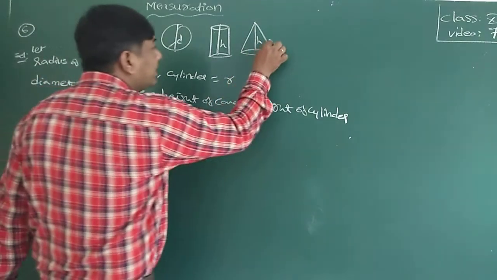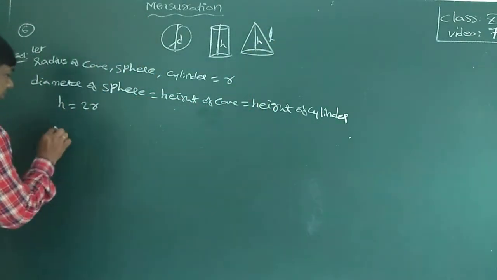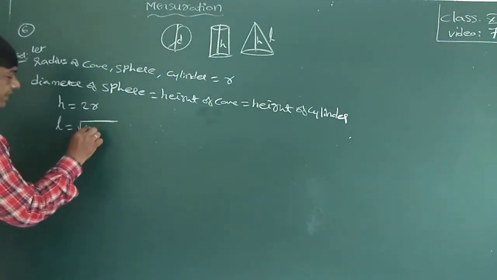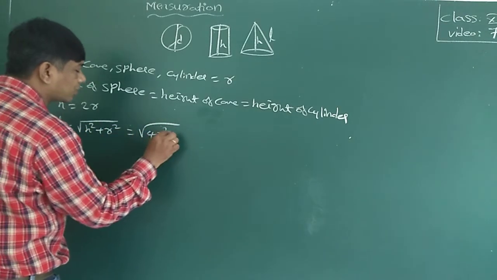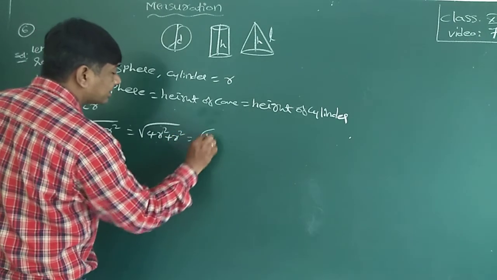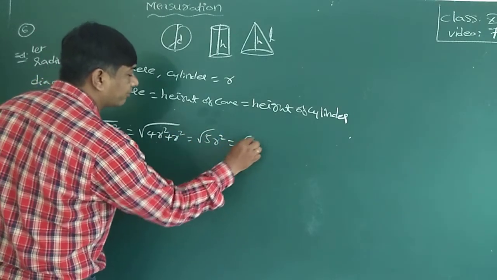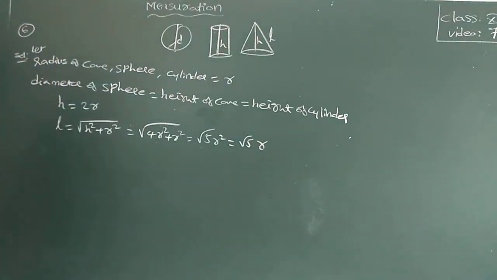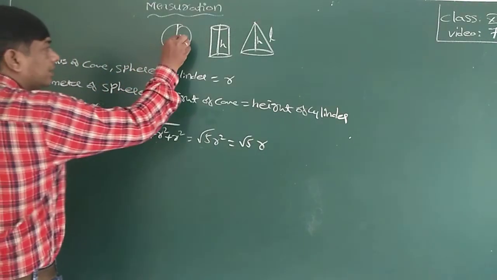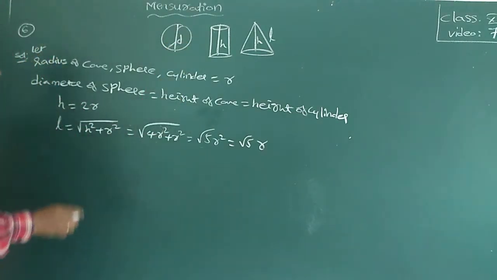Now the slant height of the cone. Slant height is equal to root of H square plus r square, that is equal to root of 4r square plus r square, that is equal to root of 5r square, which is root 5 into r. Root 5 into r is the slant height of the cone.